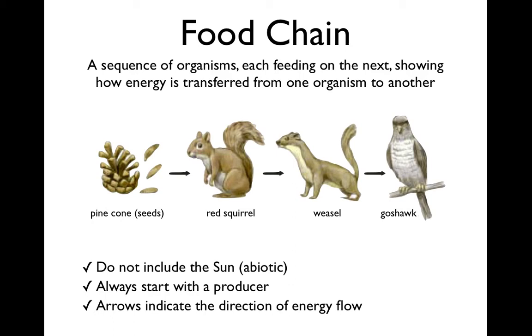The sun is an abiotic factor, which leads to a whole bunch of things, but the sun we do not show in the food chain. Food chains will always start with a plant, which is called a producer. Always. That's the lowest level. We're going to talk about what a producer is in a minute. But they always start with a plant. Okay? And the arrows indicate the direction of energy flow. Any questions about food chains?